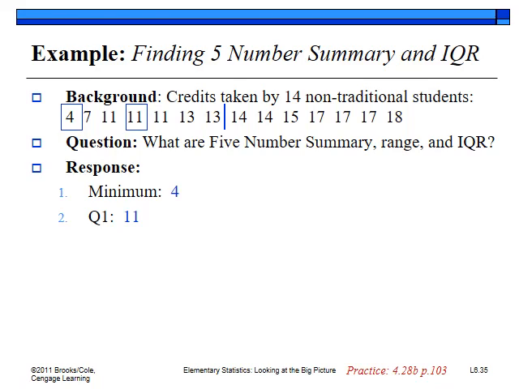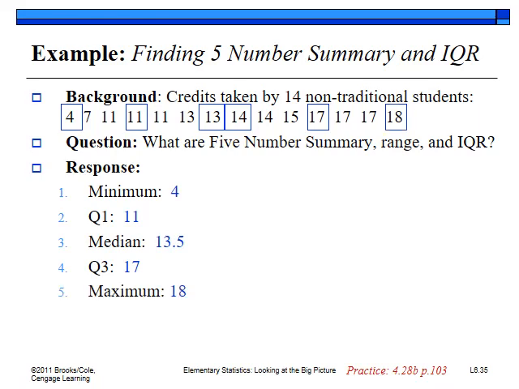Since I've got an even number of data points, the median is the average of the 2 in the middle. Those are 13 and 14. The average is 13.5. Now looking at the top half, the number that appears right in the middle is 17. And our maximum value again is 18.